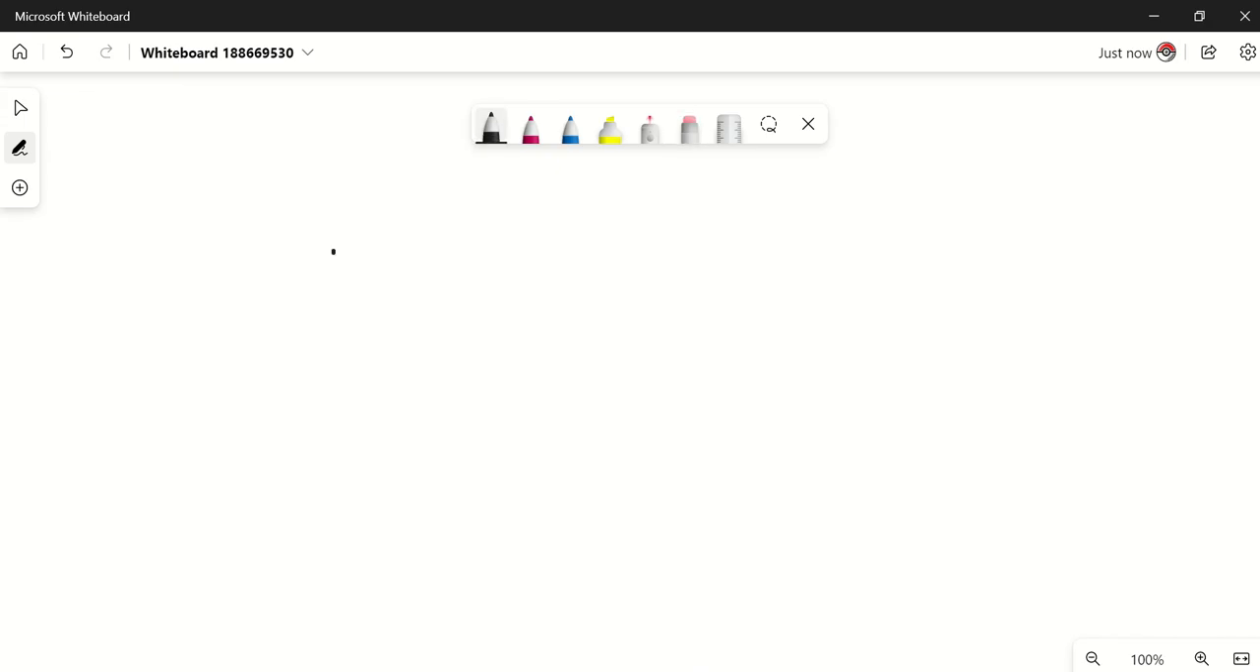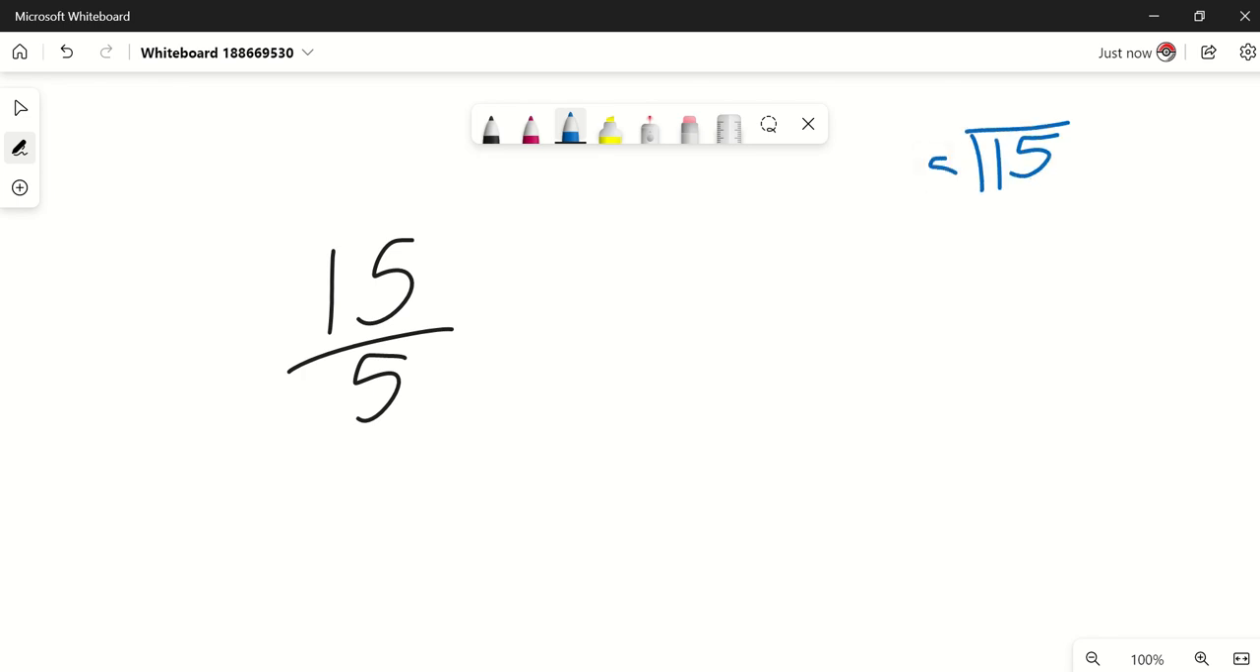Now, this fraction is an improper fraction. We know how to simplify fractions. We're going to use division, whether we divide by a common factor or we divide numerator by denominator. Typically, to solve this, I would do 15 divided by 5, which would give me 3.